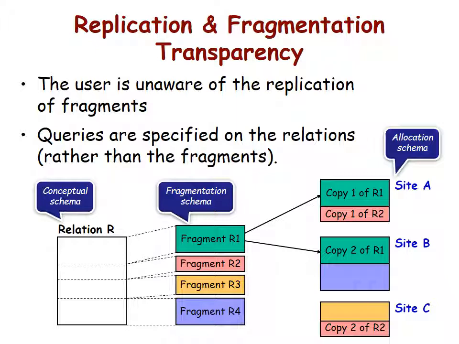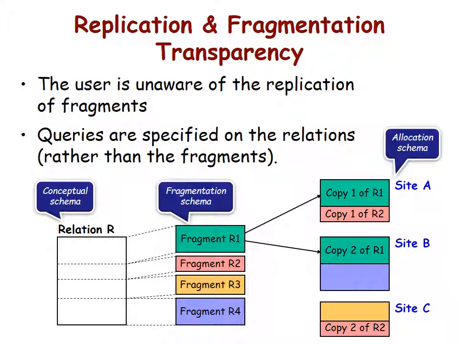As shown in this diagram, a relation R actually consists of 4 fragments stored in 3 local database management systems at site A, site B, and site C. Information about the relation R is stored in the conceptual schema. The information about the fragments is stored in the fragmentation schema, and information about where to store the fragments is stored in the allocation schema. Data replication is supported in this scenario. For instance, the first fragment, colored in green, is stored at both site A and site B.